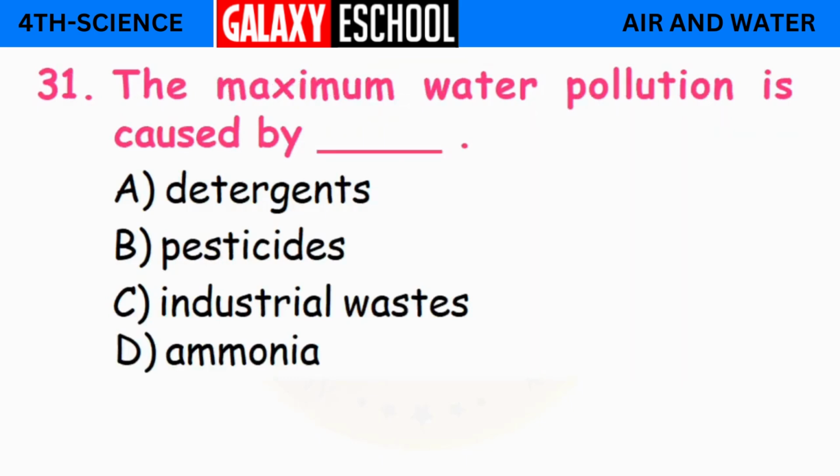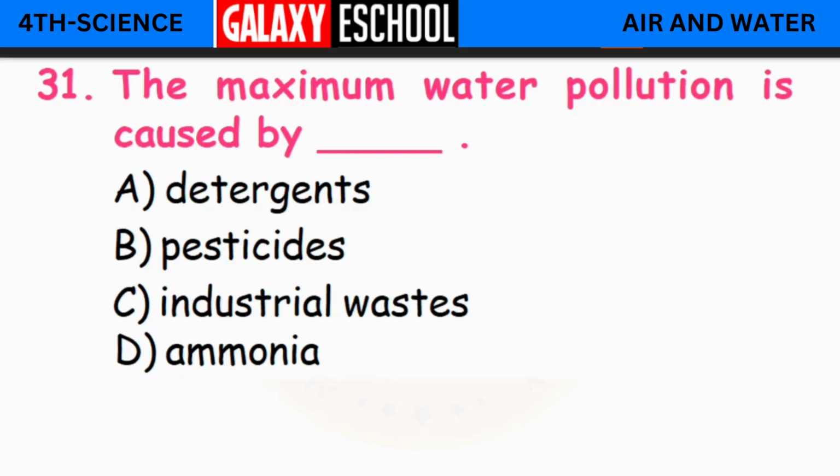Clear, children? Now the 31st question. The maximum water pollution is caused by. Okay, so which is going to cause the maximum amount of water pollution? Either detergents, or pesticides, or industrial wastes, or ammonia. And the answer is pesticides.